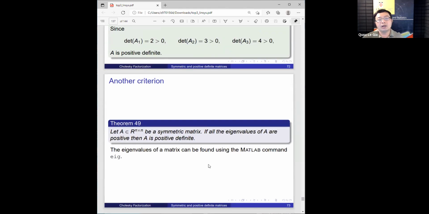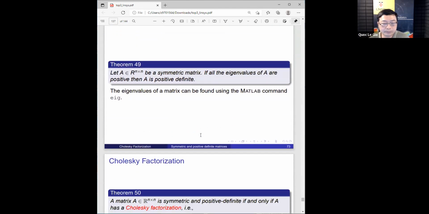Or actually, you can use the eigenvalues. If all the eigenvalues are positive, then the matrix is positive definite. I assume it's a symmetric matrix. This can be proved as well in linear algebra, so we can skip it.